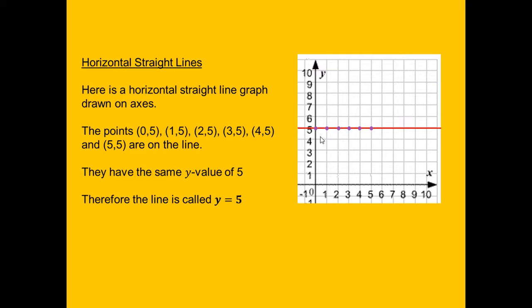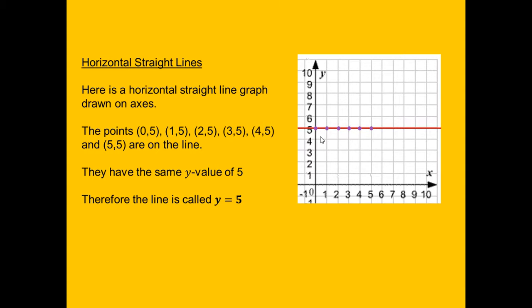Okay, so there are different types of straight lines on a graph. One of them is called horizontal straight lines. So basically, it's a horizontal straight line graph on an axis. So this one here, the points on this line are (0, 5), (1, 5), (2, 5), (3, 5), (4, 5), and (5, 5). As you can see, those are the coordinates of those points on that line.